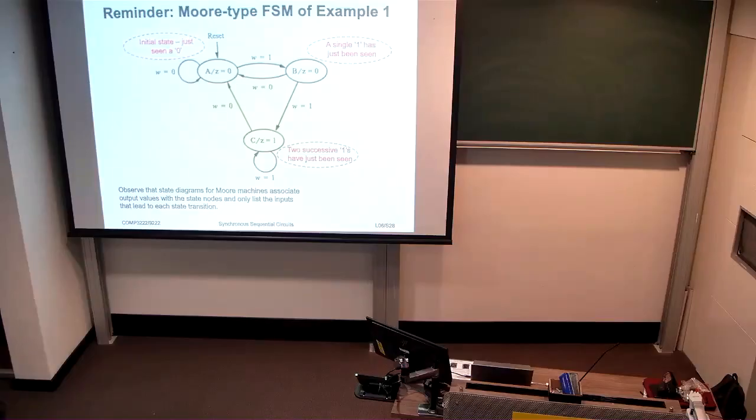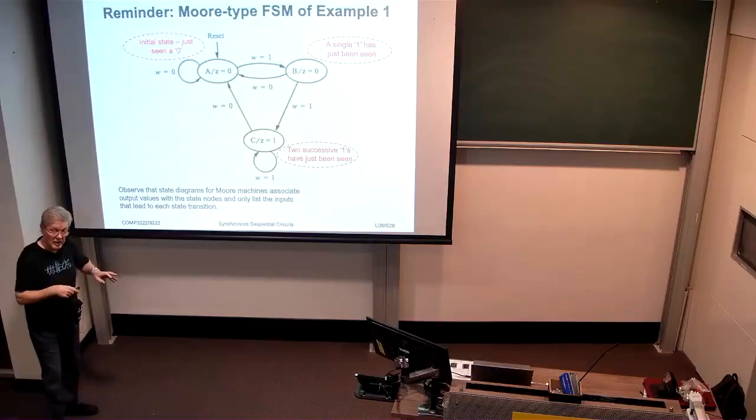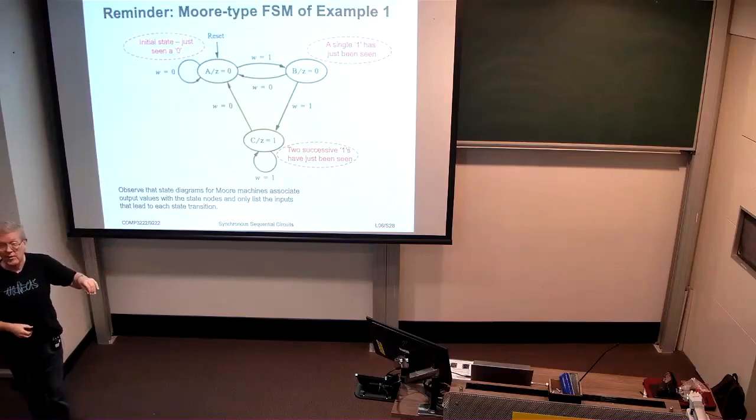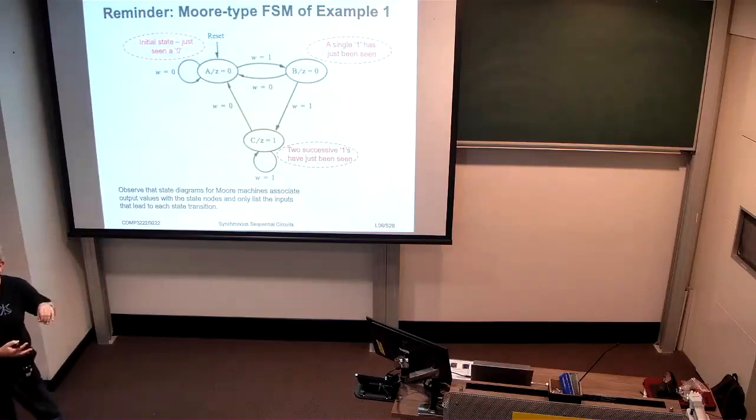In contrast, when we see the Mealy diagram again, recall that the Mealy diagram associates with a transition not just the input that gives rise to that transition, but also the output that you observe with that input. All right, so the output is associated with a transition, not with a state.